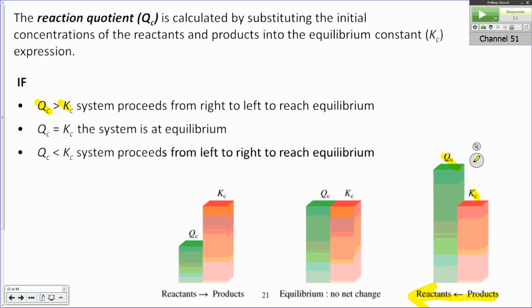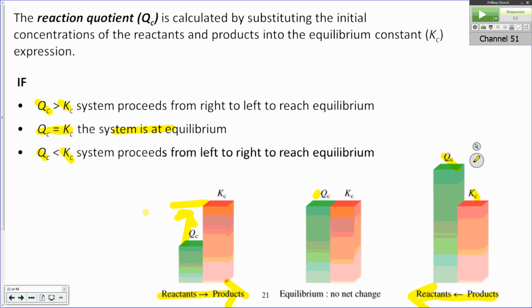If Q sub C equals K sub C, you're there, the system's at equilibrium. Now the last case is that if Q sub C is less than K sub C, that means I've got too many moles of reactants. Some of that needs to go to products to make this value come up to be equal to that. So the reaction is going to proceed in the forward direction, left to right.